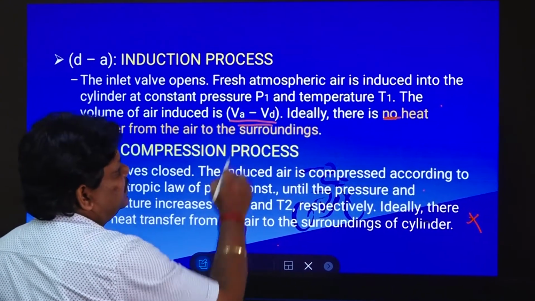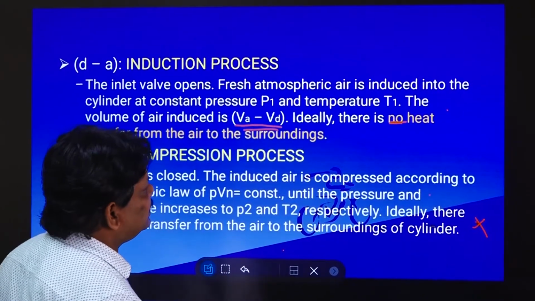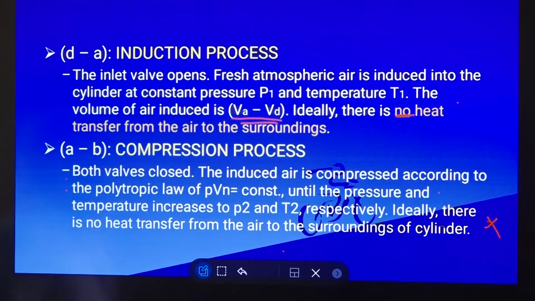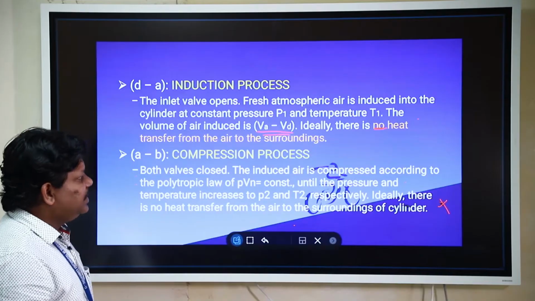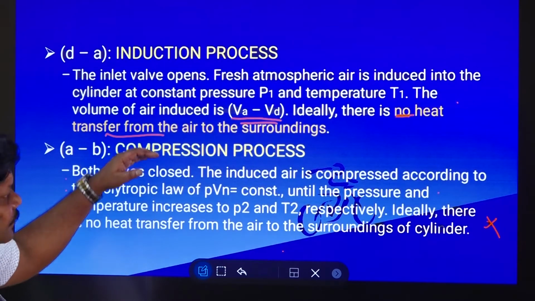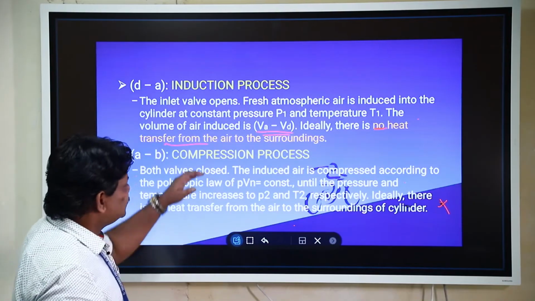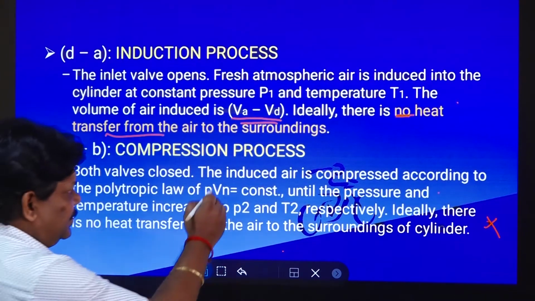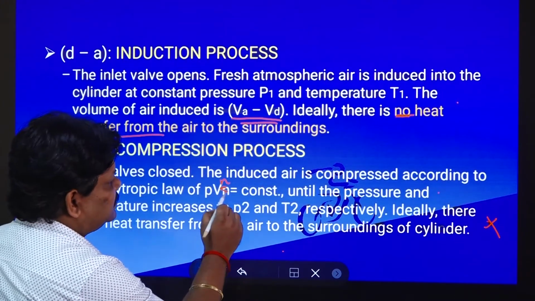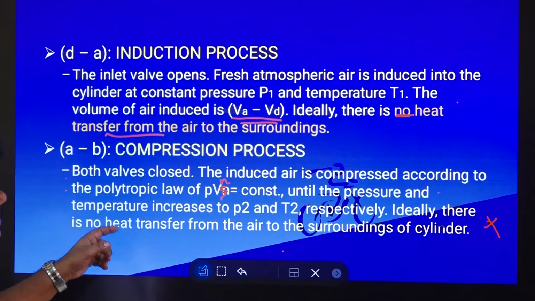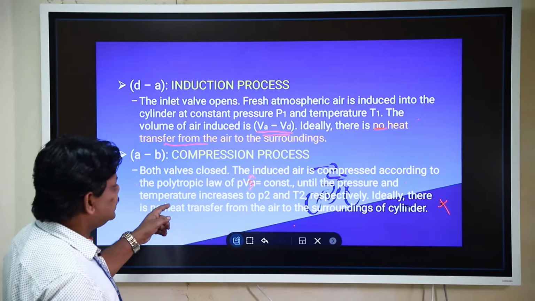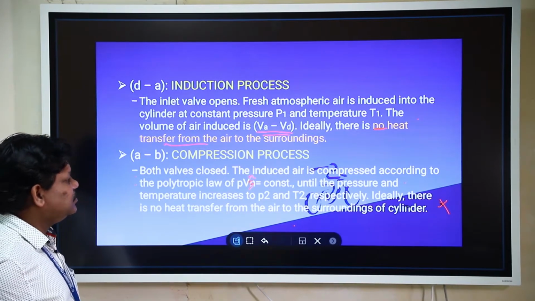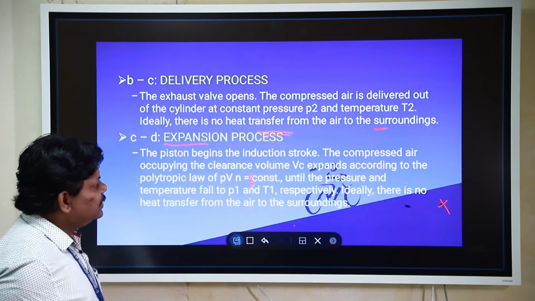The volume of air induced here is VA minus VD, that is actual air and delivered air. Ideally there is no heat transfer from the air to the surroundings, so Q here is 0. In the compression process, both the valves get closed. The induced air is compressed according to the polytropic law, PV^n equals constant, until the pressure and temperature increase to P2 and T2. Here also there is no heat transfer from the air to the surroundings.